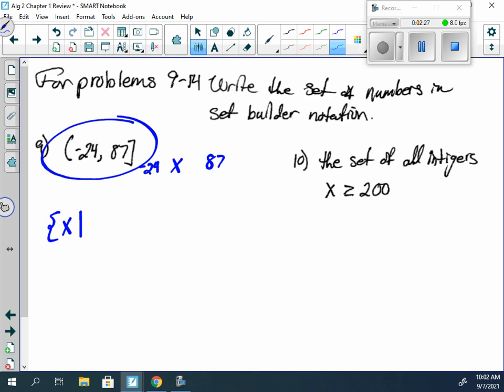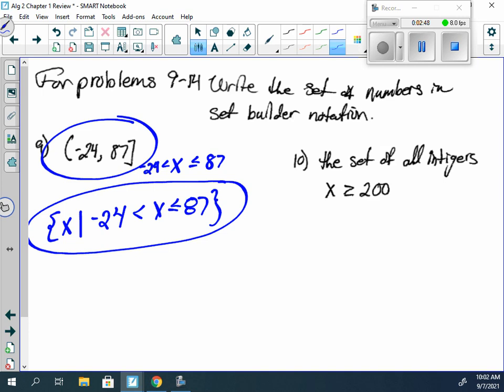24. Is x equal to negative 24? No, so we just have our less than. Is it equal to 87? Yeah, because it does have a bracket. So this would be the inequality. So we can just plug it in. Negative 24 is less than x is less than or equal to 87. So any other questions on number 9 before we look at 13?